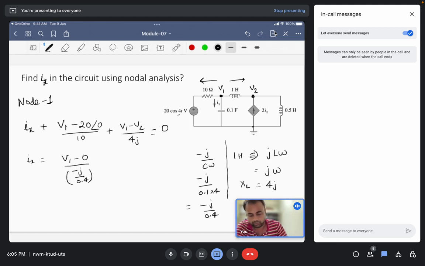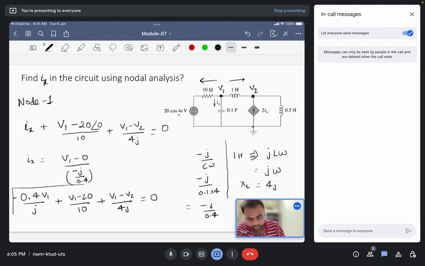Now we have got our equation for node 1. We have to substitute this Ix in the above equation. Substituting Ix, this will be minus 0.4 V1 by j, plus V1 minus 20 by 10, plus V1 minus V2 by 4j, equal to 0. So this is our equation number 1.